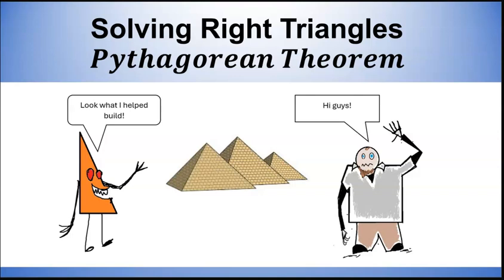Hey guys, in this video, we're going to talk about solving right triangles by using the Pythagorean Theorem. We're going to talk about what the Pythagorean Theorem is, and then we're going to do 5 examples, including a word problem. So let's get to it.